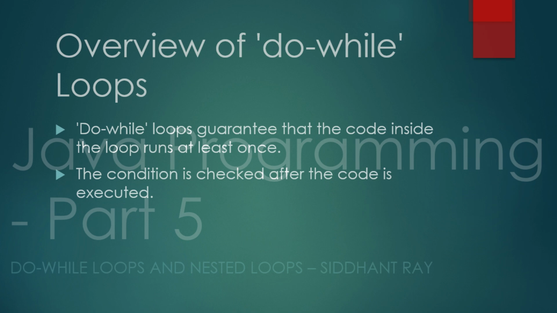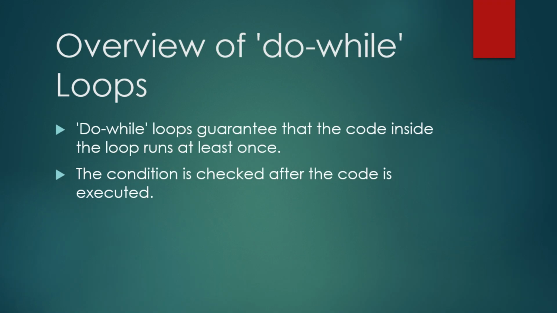Let's get started. A do-while loop is similar to a while loop, but there's one key difference. The code inside a do-while loop always runs at least once, regardless of whether the condition is true. The condition is evaluated after the code inside the loop is executed. This makes do-while loops useful in situations where you want to ensure that a block of code runs at least once before checking the condition.